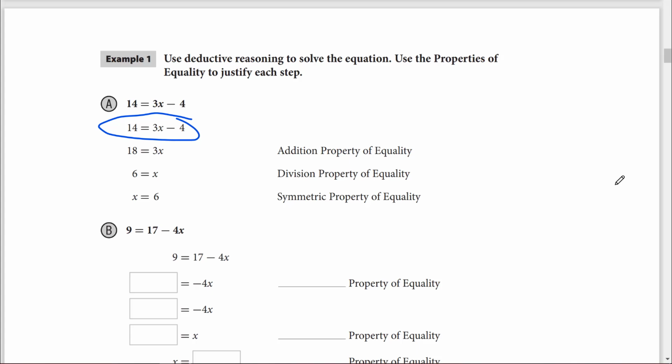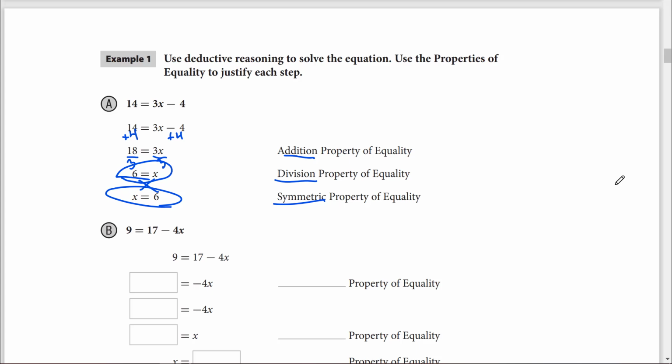So what did they do first? Well, they used the addition property of equality and added 4 to both sides. Then what did they do? They used the division property and divided by 3. It says 6 equals x. Well, we don't usually write it with the number first, we usually write it with the variable first. So they used the symmetric property to flip it and make x equals 6.